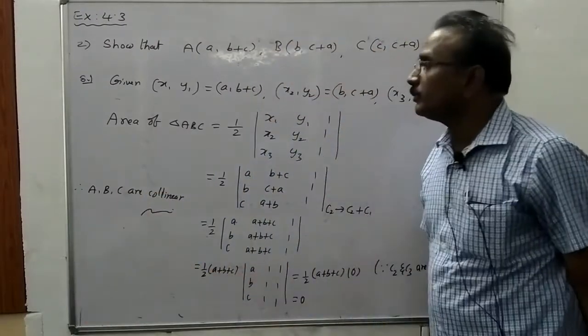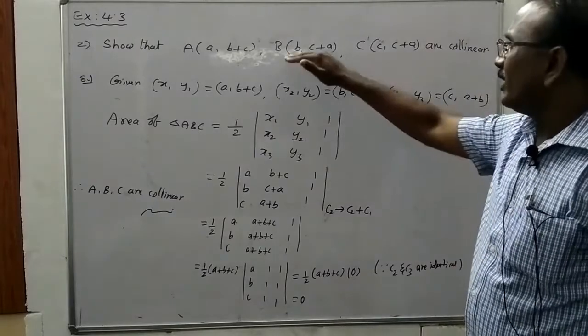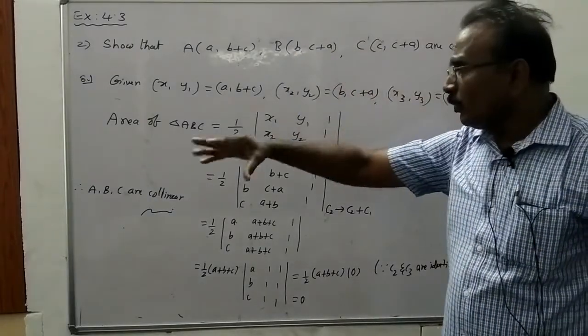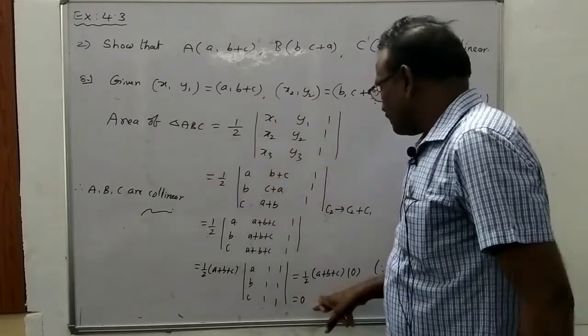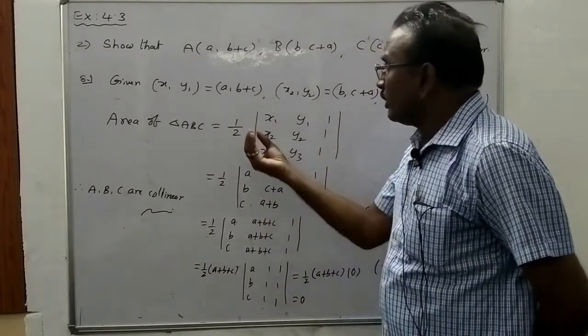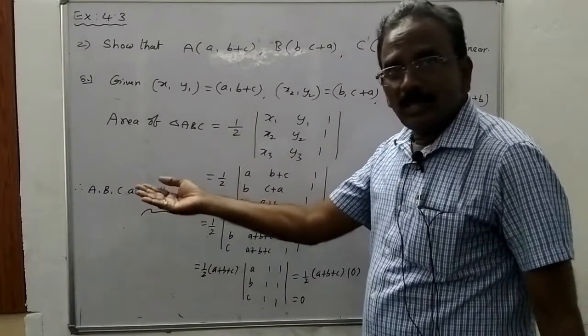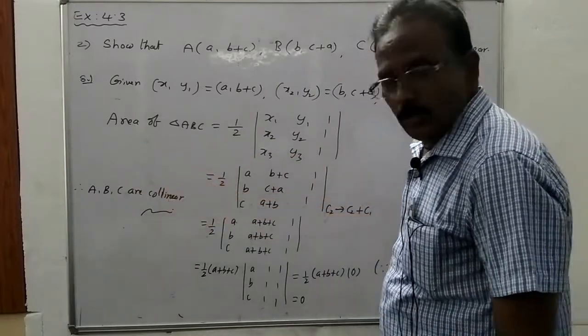So this is the solution. Very simple. To show that 3 points are collinear, we need to prove that the area of triangle ABC is 0. Whenever the area of triangle ABC becomes 0, we say that the given 3 vertices lie on the same line, so therefore they are collinear.